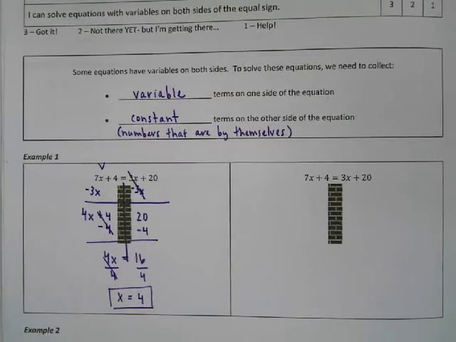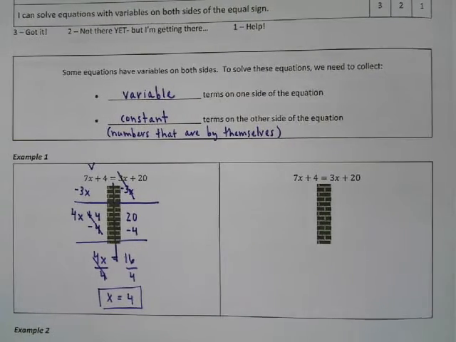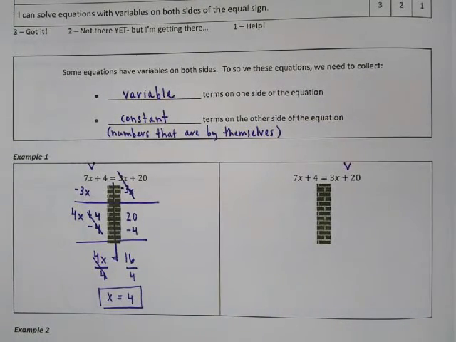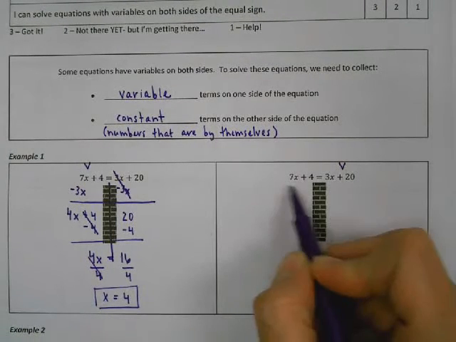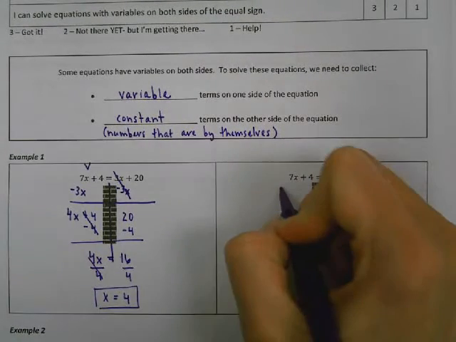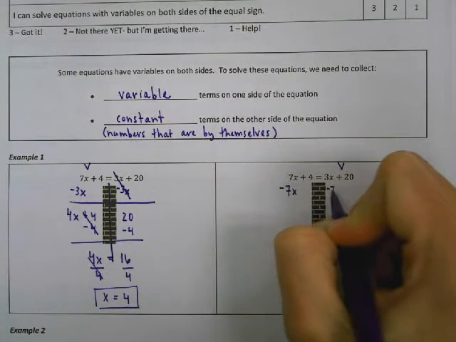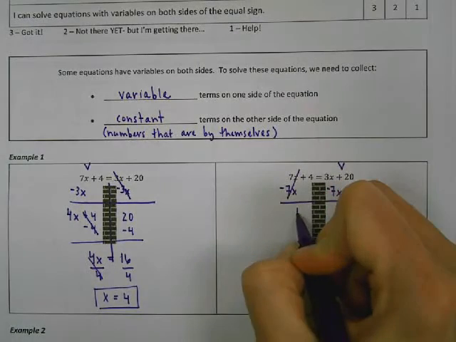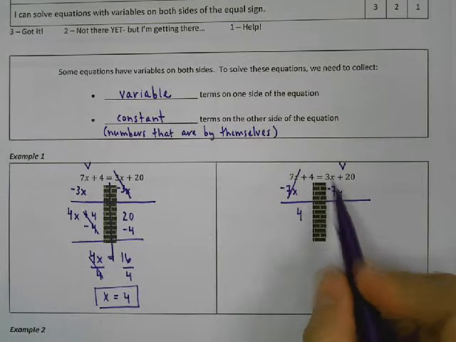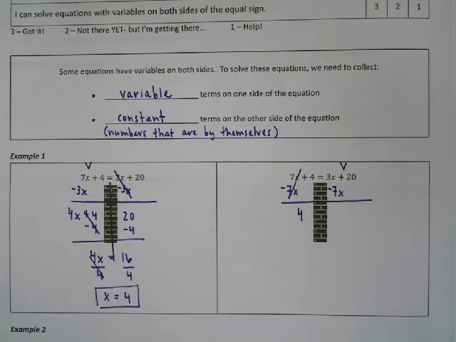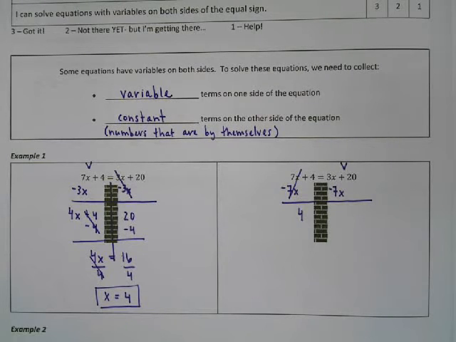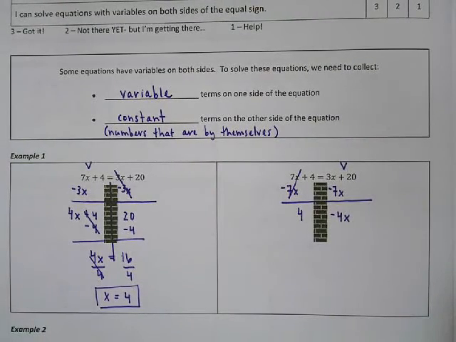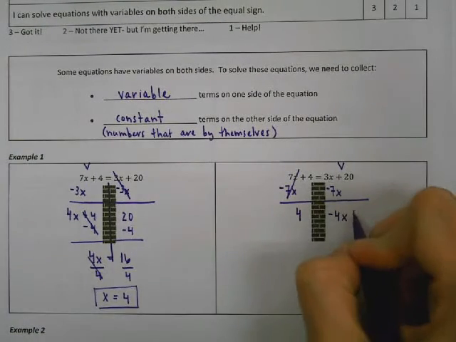Now, just to prove to you that it doesn't matter which side we move to, I'm going to do the same problem, but this time I'm going to move my variables to the right-hand side. If I want my variables on the right, my 7x needs to move over. So I'm going to subtract 7x from both sides. These go away. I bring down my 4. Now I have 3 minus 7, and I have to be really careful about my sign. 3 minus 7 gives me a negative 4, and I bring my x down. And then I bring down the plus 20.